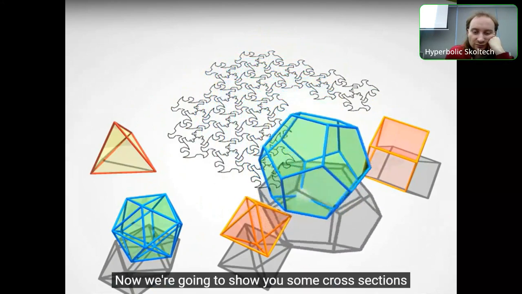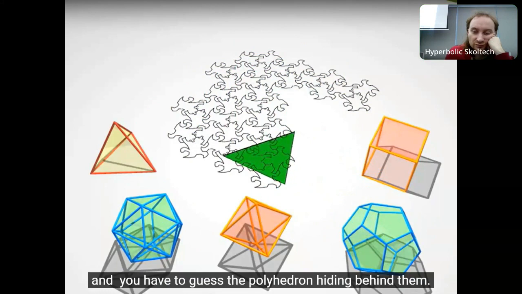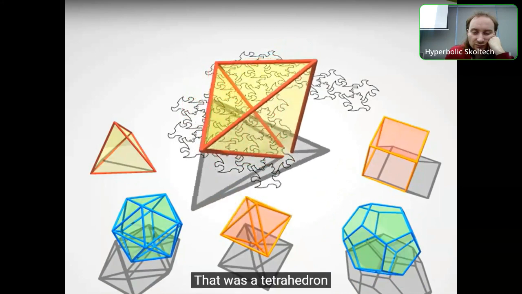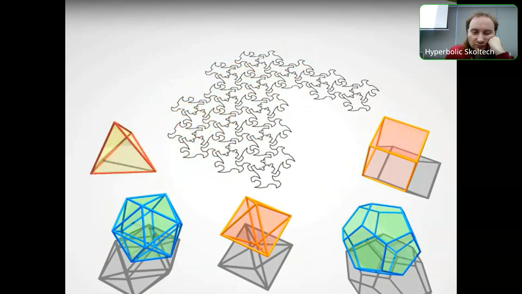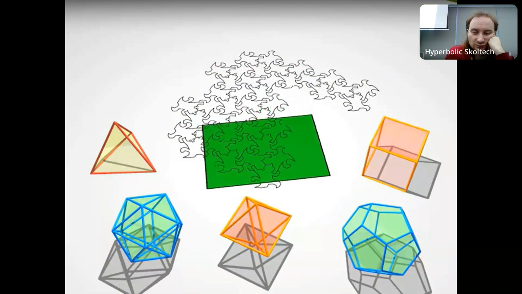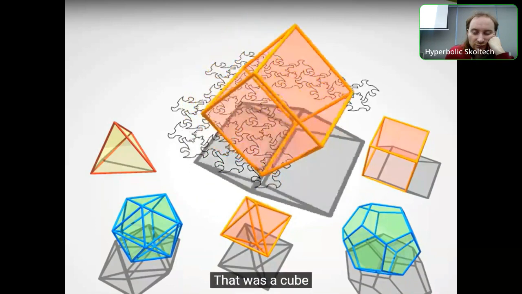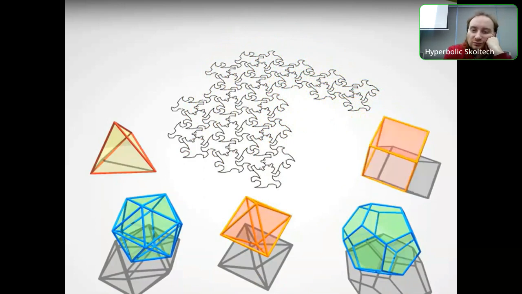Now we're going to show you some cross-sections, and only cross-sections, and you have to guess the polyhedron hiding behind them. That is a tetrahedron. That is a cube. It's getting hard, isn't it?